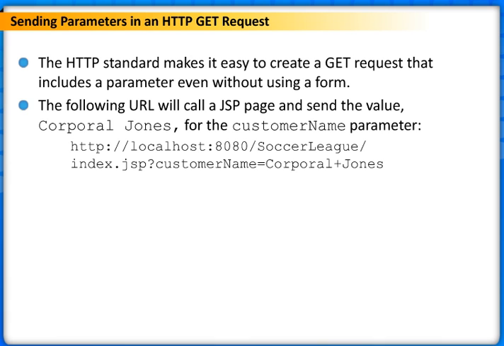The HTTP standard makes it easy to create a GET request that includes a parameter even without using a form. To create GET request with parameters, only key value pairs need to be passed in the URL of the website, followed by a question mark, and separated by an ampersand. The displayed URL will call a JSP page and send the value, Corporal Jones, for the customer name parameter. It will send a GET request to server. It is important to note that the space between the value is encoded as a plus sign.